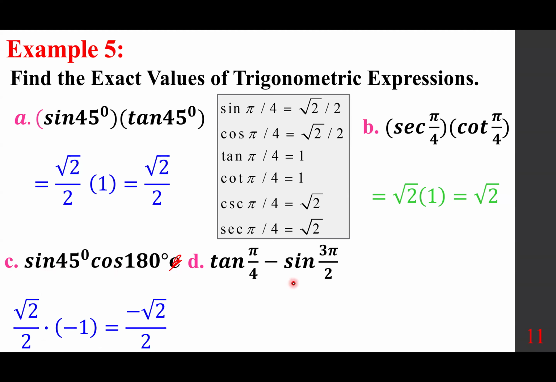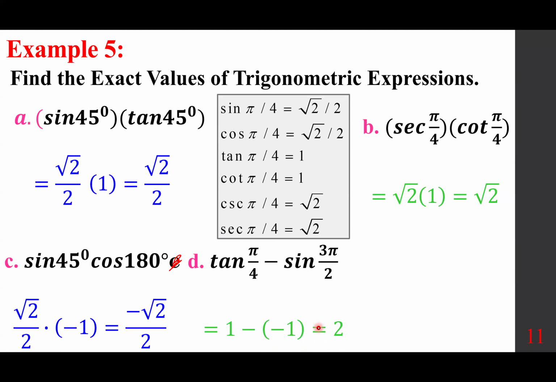Tan of pi over 4 minus sine of 3 pi over 2. Tangent is 1. Sine is negative 1. So 1 minus negative 1, which means 1 plus 1. And it's equal to 2. Again, common arcs. We should know the trigonometric functional values.